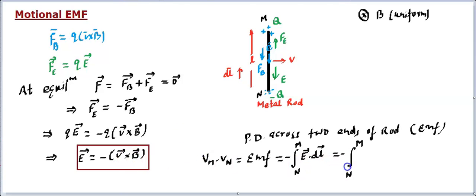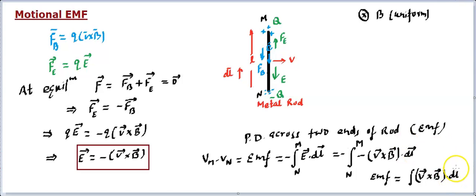So this E definition is going to be minus V cross B dot dl. Right, so we can say EMF is going to be this much. So from here we can write this EMF formula, which is coming as equal to the integration of V cross B dot dl.